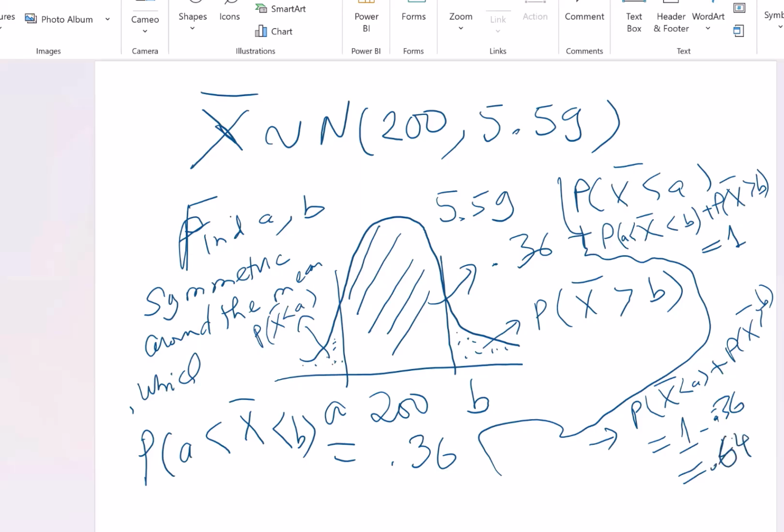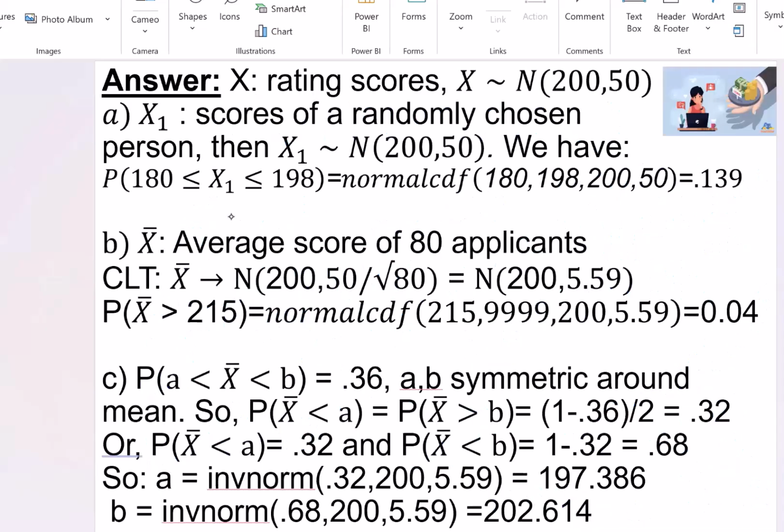Because it's symmetric, the probability x bar less than A, the first dotted line here, equals the second dotted line. So x bar less than A will be equal to x bar bigger than B, and each will be 0.64 divided by 2, or 0.32. That comes back to the problem of finding the 32nd percentile value of x bar. So you do invNorm of 0.32, 200, and 5.59, and you get 197.386.